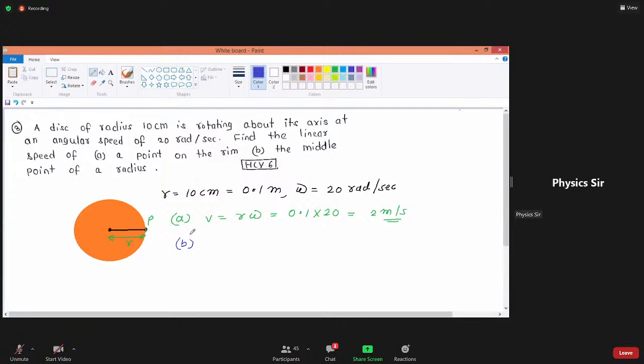Then let me look at the B part. For the B part, the middle point of the radius. Let me say this point as Q and this will be R by 2. This V will be R by 2 omega. What is R by 2? R by 2 means 0.1 by 2 into 20. So this will be 0.1 into 10. 0.1 into 10 will be 1 meter per second.